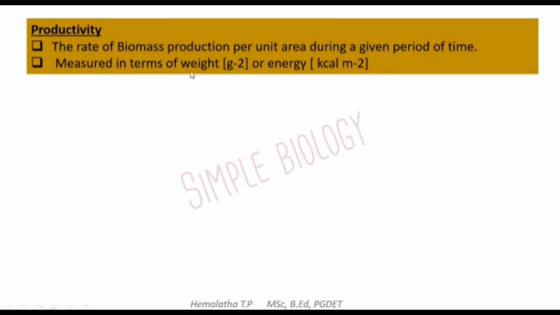This can be measured in terms of weight or energy. So we can measure the biomass in terms of weight, like how much mass has been produced by taking the weight of that. Or it can be measured in terms of energy, how much energy has passed from one organism to the next organism. By measuring the energy also, we can tell this much amount of biomass has been produced, or even by taking the weight of the biomass, we can tell this much amount of biomass is produced.